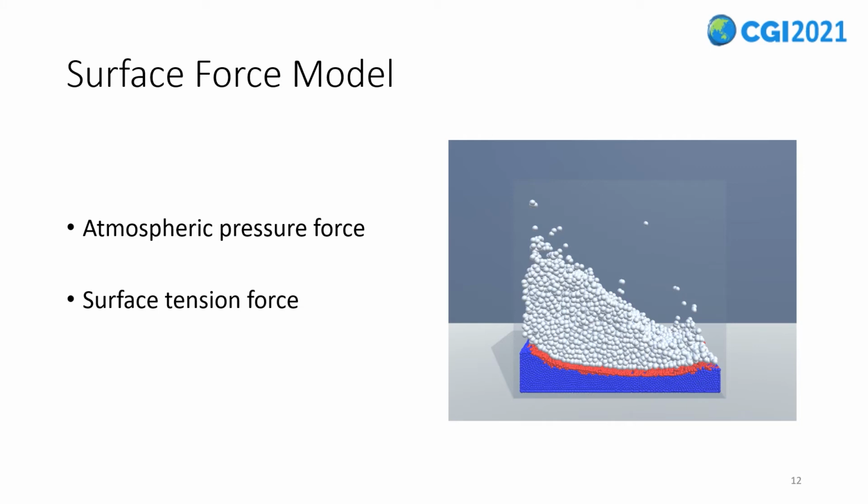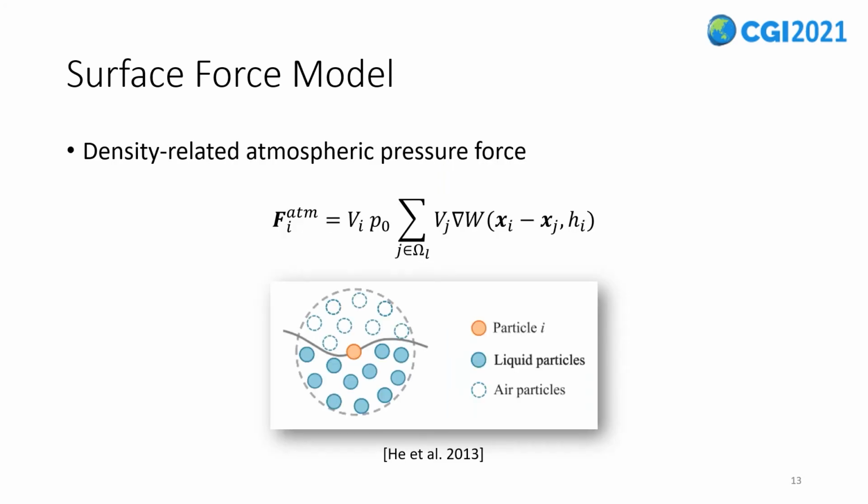Once the weak air particles are simulated, the air-liquid interface can be accurately tracked by neighbor searching, and then the surface forces can be applied on the located boundary. Our surface force model consists of atmospheric pressure force and surface tension force. For atmospheric pressure force, He and his team formulated it as the sum of attraction forces, where P0 is a constant representing the atmospheric pressure.